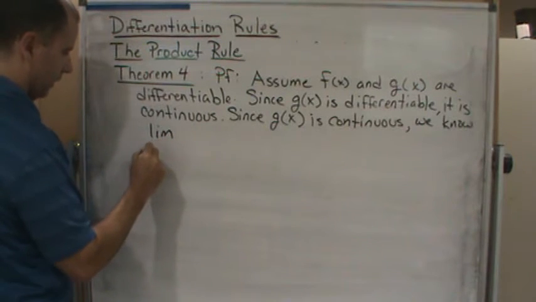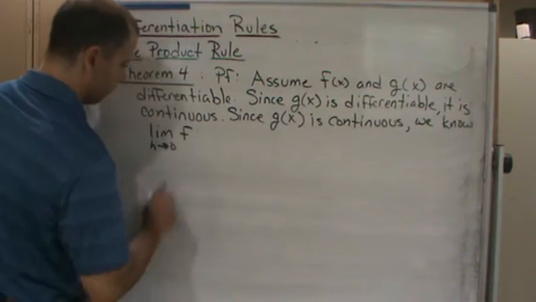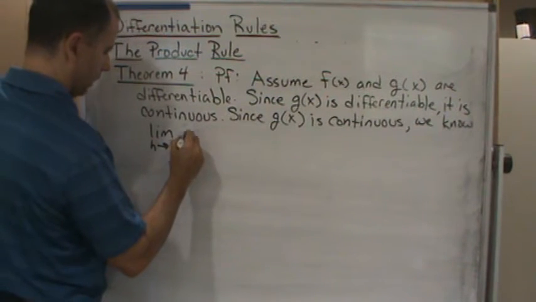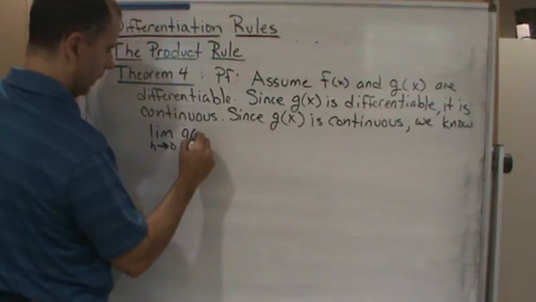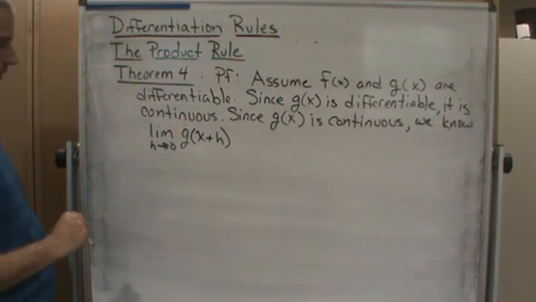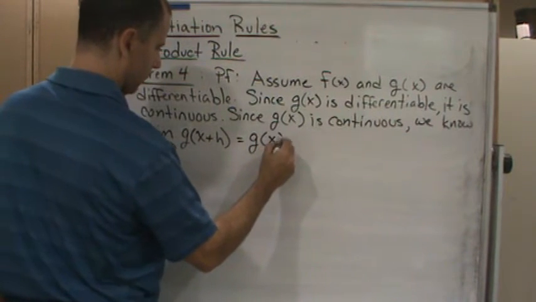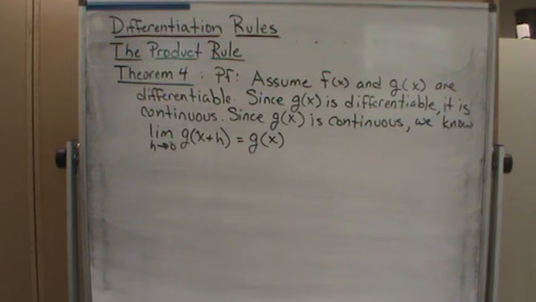the limit as h approaches 0 of g of x plus h, right, equals that, right? So we know that's true.